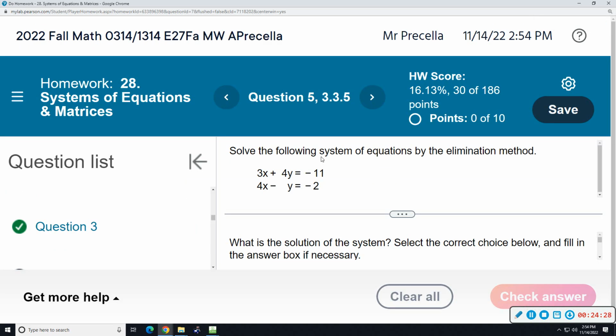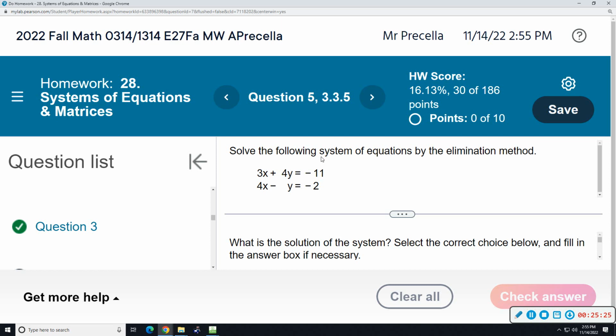It says solve 3x plus 4y equals negative 11, and 4x minus 3y, let me try to copy it correctly. 3x plus 4y equals negative 11, and 4x minus 3y equals negative 2. It says solve using elimination.